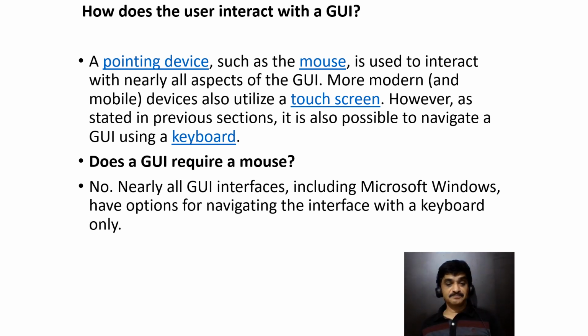Then there are Control C, V, B, N, U, I. Many types of controls are there. Control P. Experts will use those keyboard keys for navigation. Here, see, there are options for navigating the interface with a keyboard only. That is why there is no compulsion that a mouse should be there to operate the system.